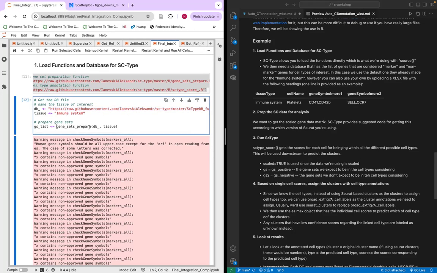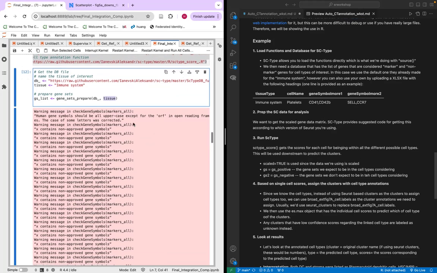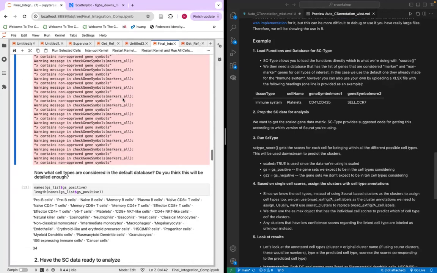They have a function that allows us to automatically load it and then filter it for the tissue. If you see warnings like this, it's just due to semantics, and it says that everything is corrected, so we don't need to be worried about it.